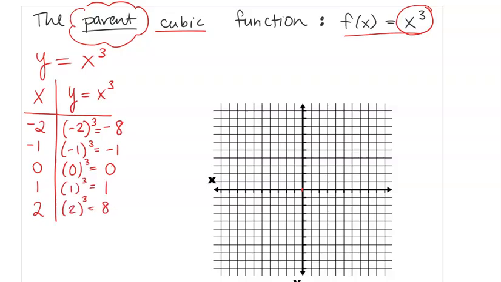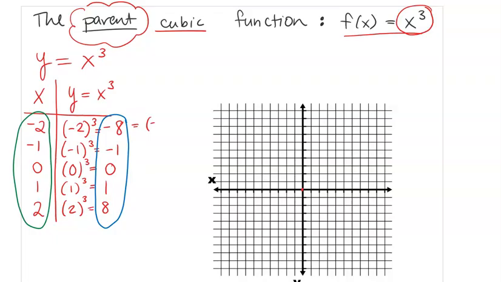So I am essentially just cubing x, right? The y values, which I have right here, are what I get after I take these x values that I have over here and raise them to the third power. So then when you put these points together, it gives us the shape of the parent graph, and then from there we can see the characteristics of that parent graph.